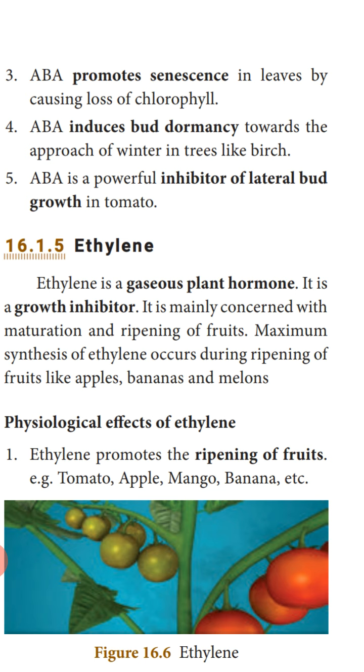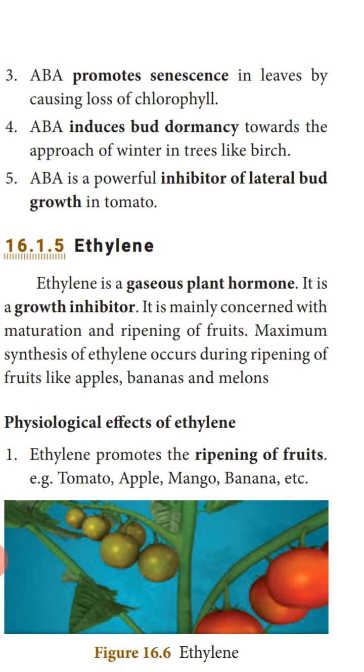Next, ABA is a powerful inhibitor of lateral bud growth in tomato. Lateral bud we have studied. We have two types of buds. One bud is at the tip of the plant, that is called the apical bud, and the other bud grows on the side of the plant, called the lateral bud. So this ABA is a powerful inhibitor of growth of the lateral bud. It stops the growth of the lateral bud, specifically in tomato plants.